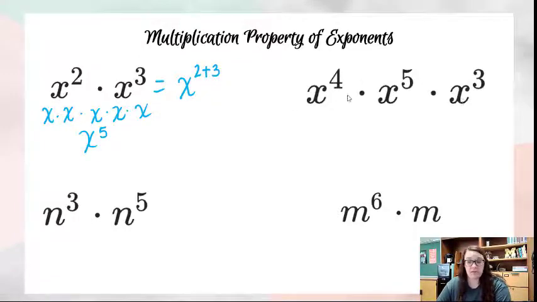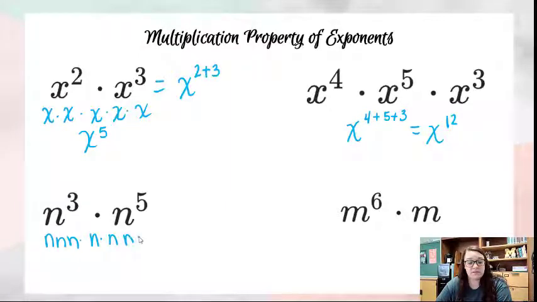For the next one, I could write out 4 x's next to 5 x's next to 3 more, or I could think about how if I add 4 plus 5 plus 3, I get 12. So this is really x to the 12th. The next one, I would have had 3 n's and 5 n's, which really is 8 n's, so n to the 8th. This one, be careful on. How many m's are right here? What exponent goes on it? There's really just one of them, so you can think of one that doesn't have an exponent as to the first. So this is m to the 7th.